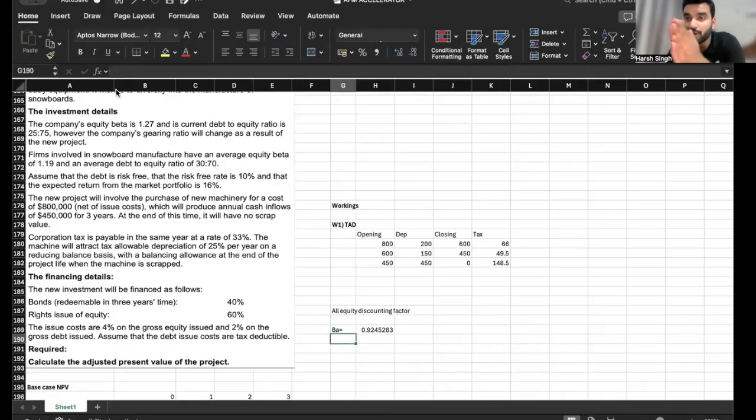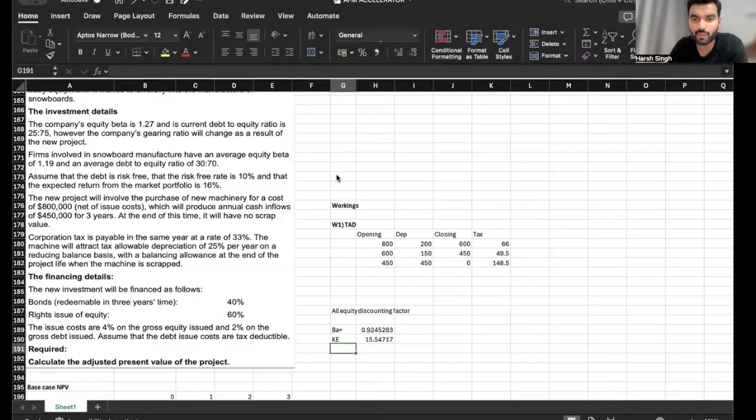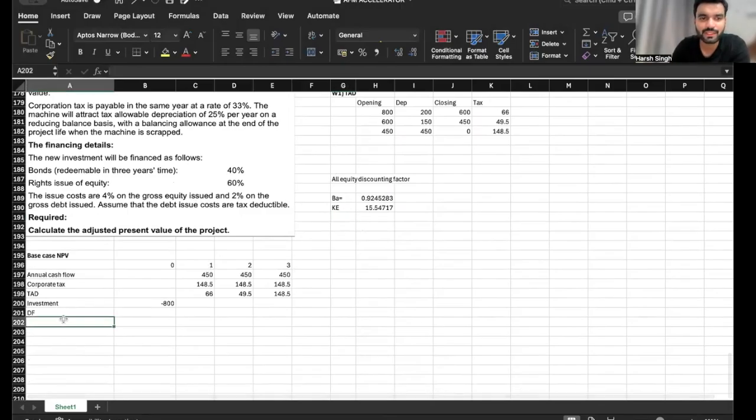Now I can use this beta asset 0.92 to find out the cost of equity. So my cost of equity will be equal to risk-free rate 10 plus beta asset 0.92 multiplied by 16 minus 10, which is 6. Cost of equity is 15.5%. We can take up, let's say, 16% for the sake of simplicity. So I'll put down cash flows.